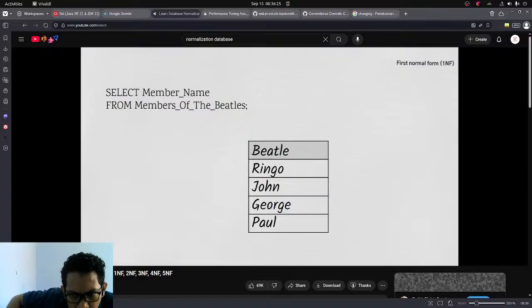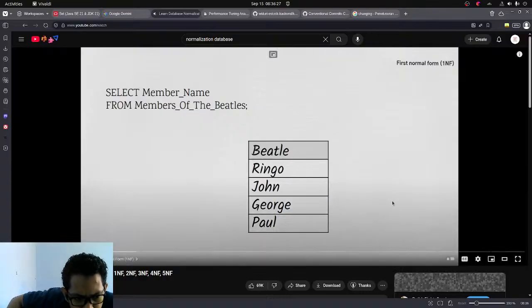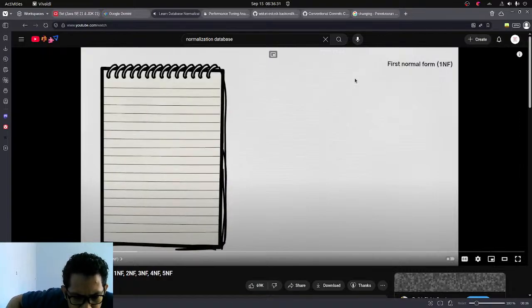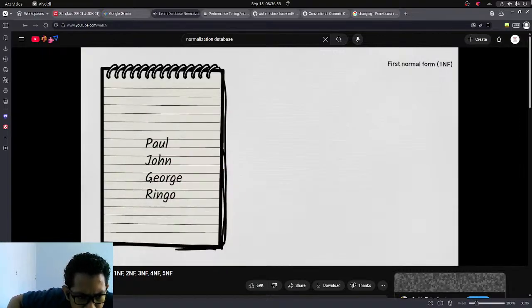Are there ever situations where there's a right order? Suppose we write down the members of the Beatles from tallest to shortest, like this. We title our list Members of the Beatles from tallest to shortest. In this list, it's not just the names that convey meaning. The order of the names conveys meaning too. Paul is the tallest, John is the second tallest, and so on.